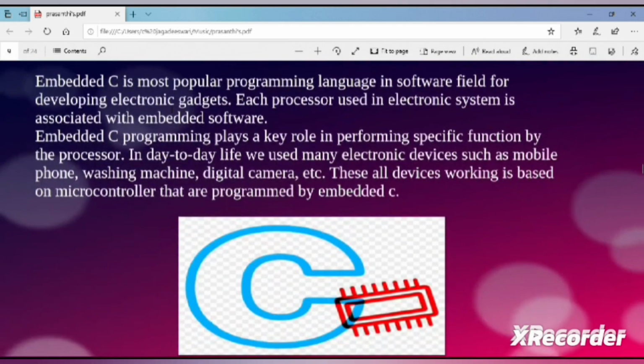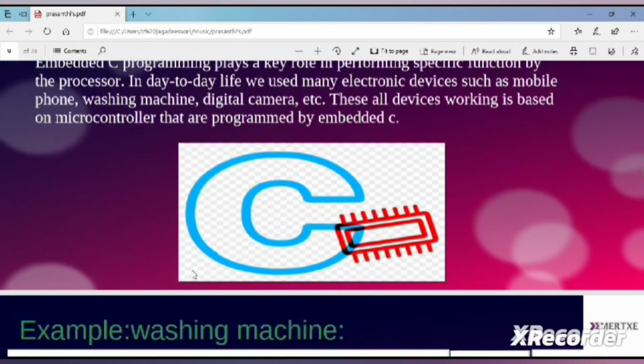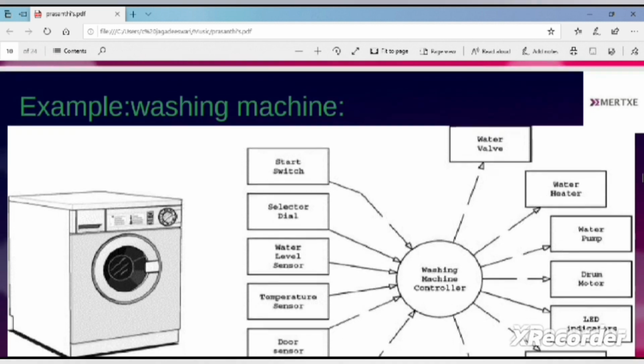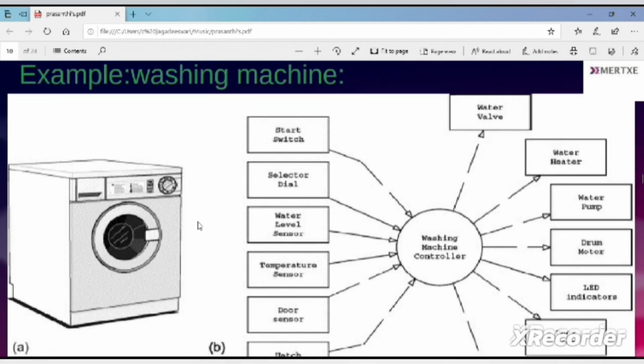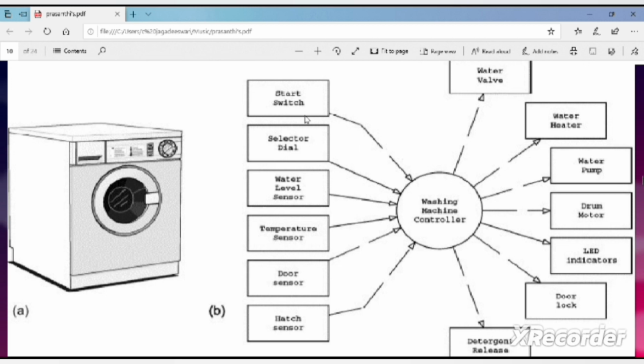Embedded C. Embedded C is the most popular programming language in the software field for developing electronic gadgets. Each processor used in an electronic system is associated with embedded software. Embedded C programming plays a key role in performing specific functions by the processor. In day-to-day life, we use many electronic devices such as mobile phones, washing machines, digital cameras, etc. The working of all these devices is based on microcontrollers that are programmed using embedded C. The main example of an embedded system is the washing machine, which is made with the help of sensors, motors, a water pump, and so on.